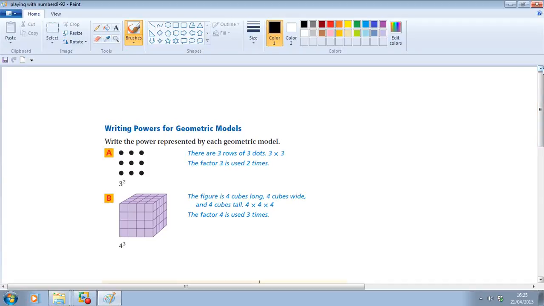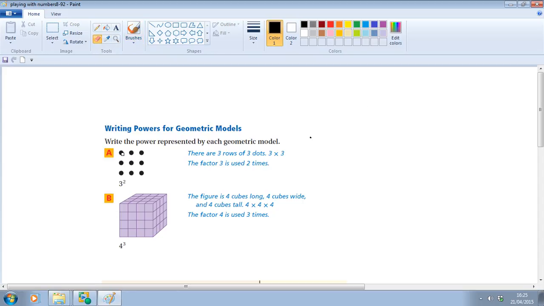Welcome to our next lesson in playing with numbers. We will see some geometric models here. See how geometric models work and how we can represent 9.